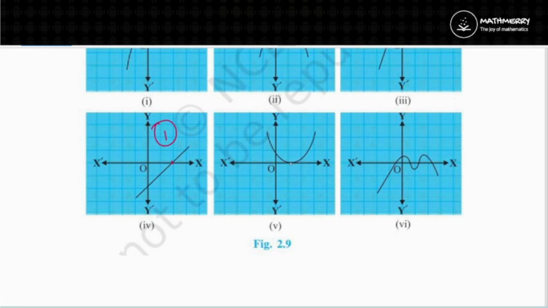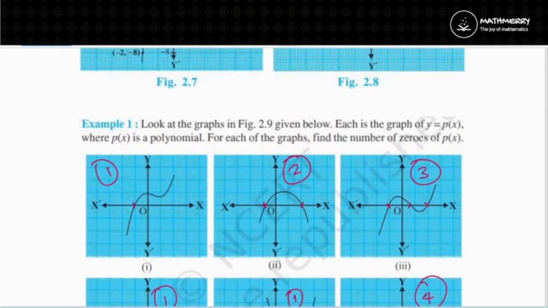Here the graph touches the x-axis exactly at one point. Even though it's a quadratic polynomial, there is only one solution or one zero in this particular polynomial. Now for the sixth one, it touches the x-axis at 1, 2, 3 and 4. So 4 solutions are possible. Okay, 4 solutions are possible for this particular graph. So we have 4 zeros of the polynomial in this case. So I hope this is clear.